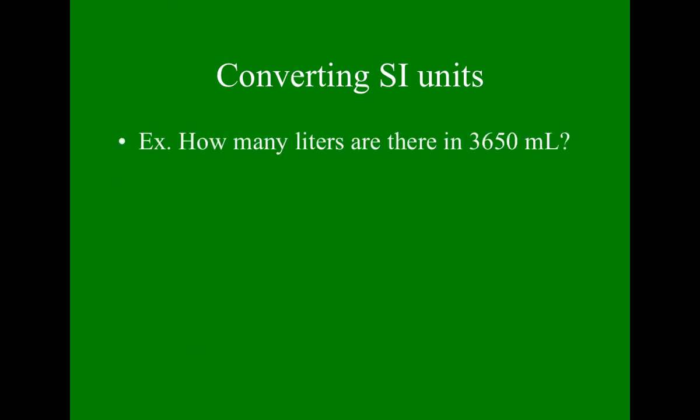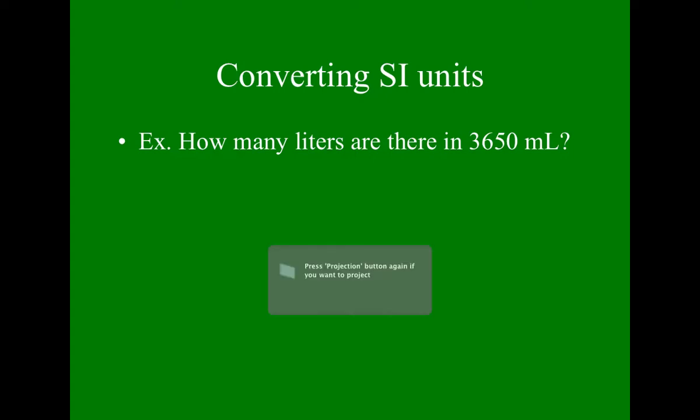This is the example that is in your notes. How many liters are there in 3,650 milliliters? Based on what we learned before, we know that we can just jump the decimal point. The reason I use some of these as examples is that way you can double check your work. But on some of the other examples in the in-class practice, you can't always do that, and that makes things a little more challenging. All right, so let's get started here.